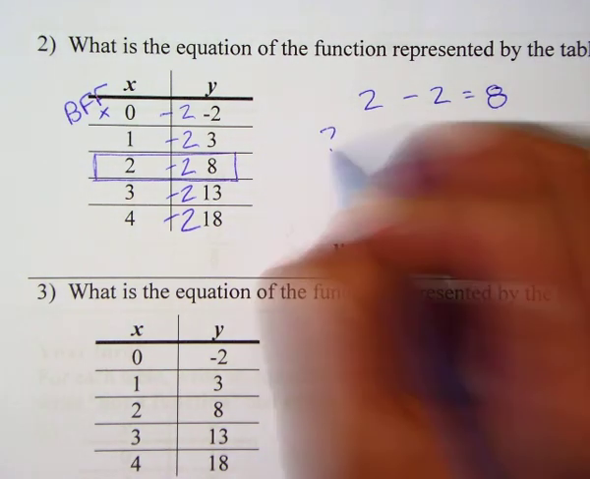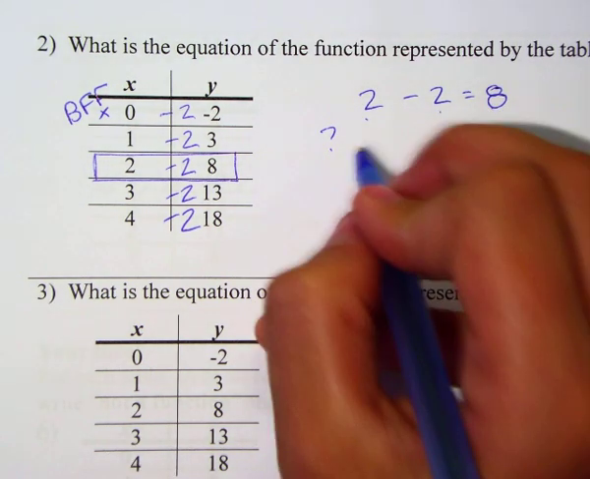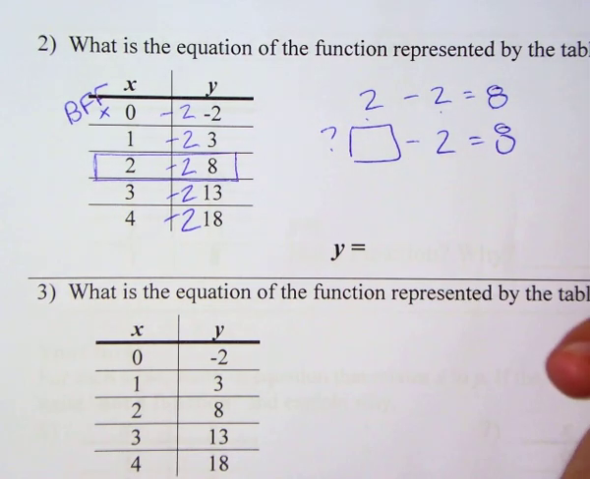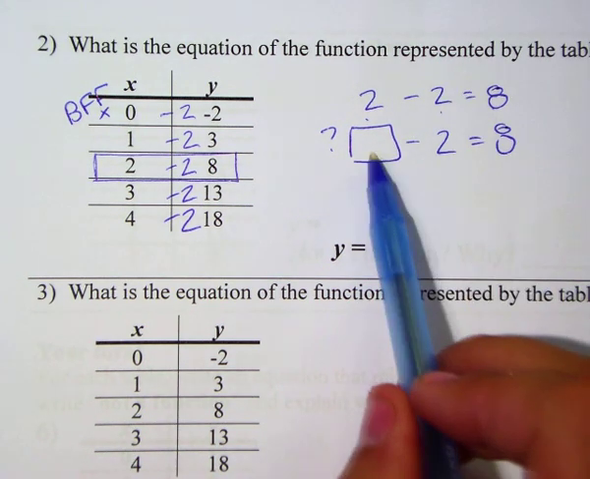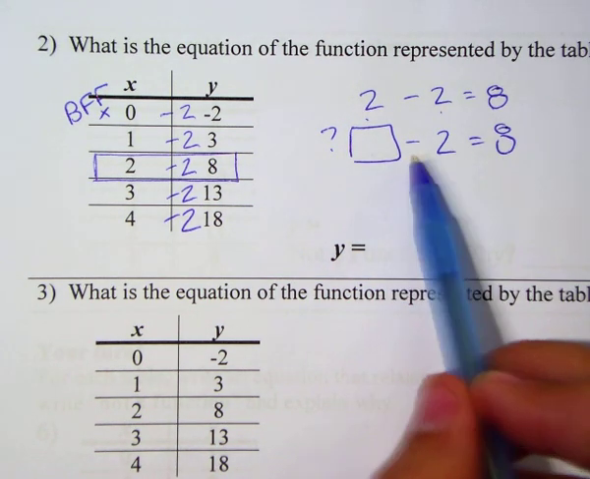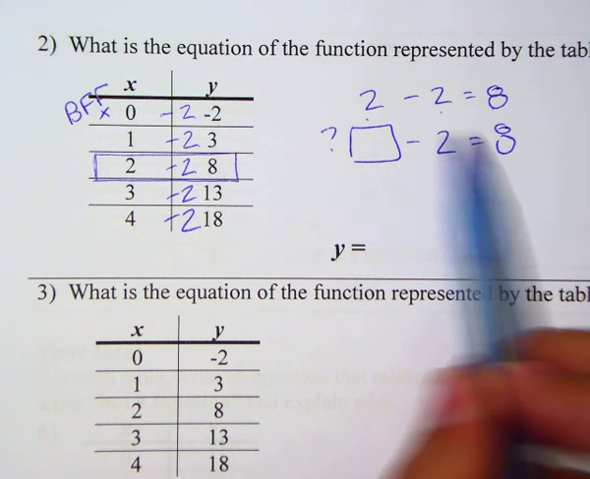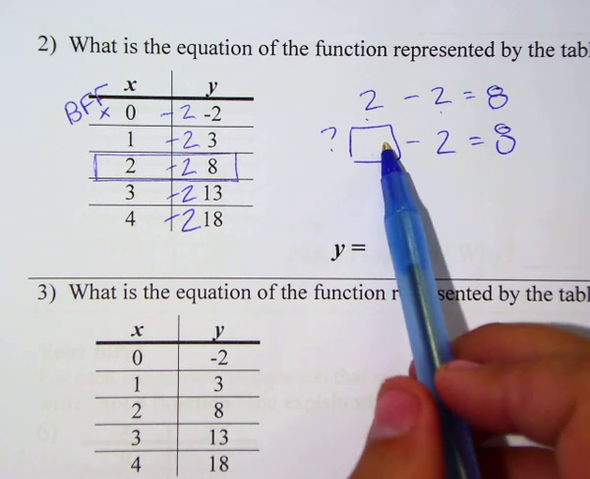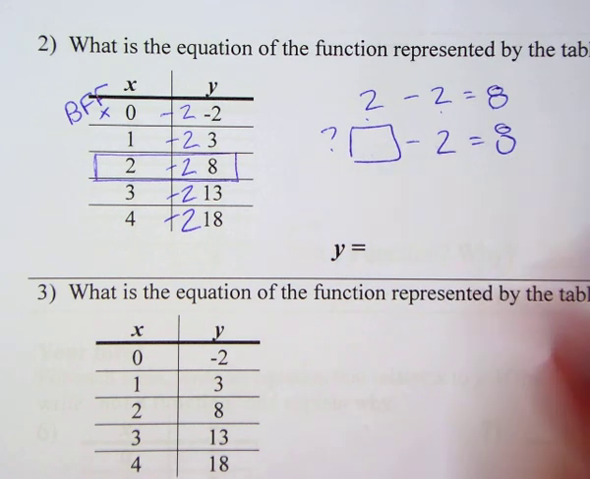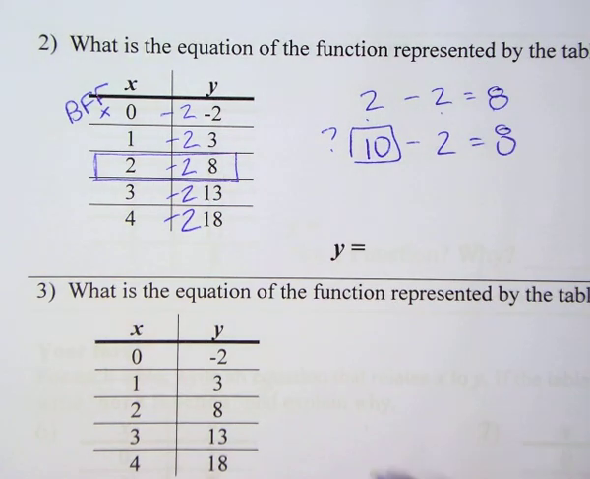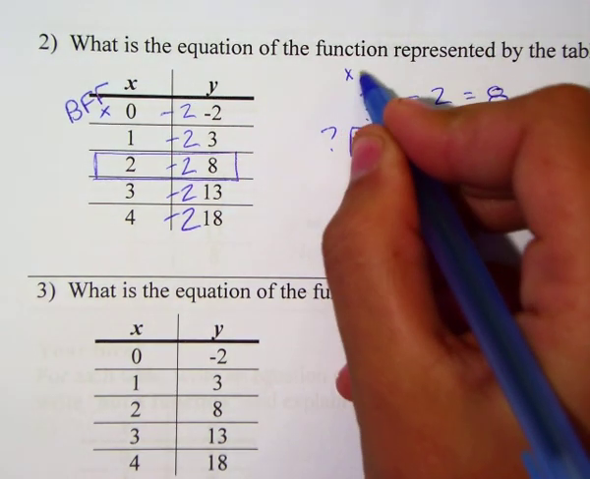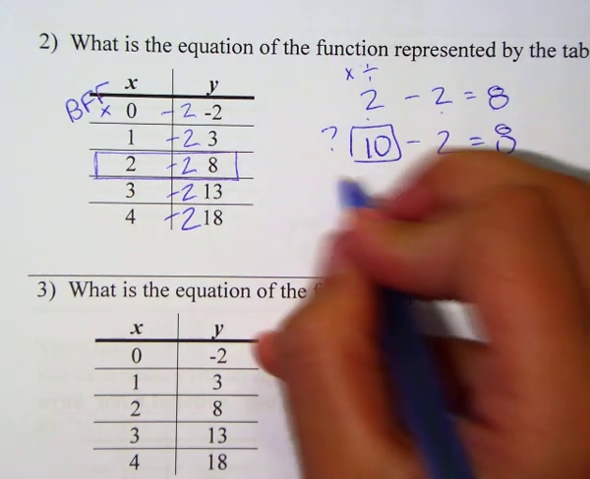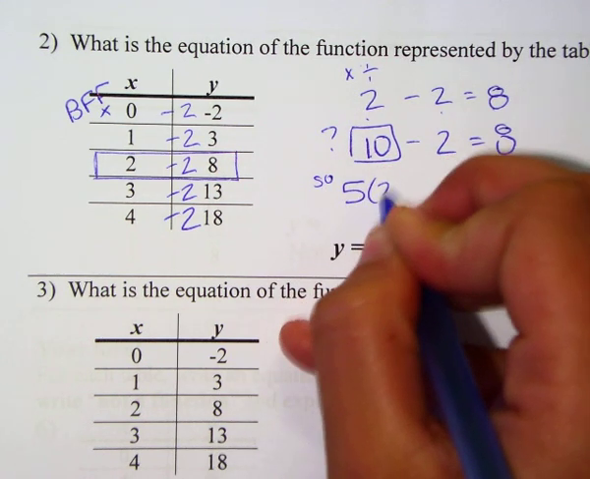So the question is, well, 2 minus 2 is 0. 0 is not 8. The question is, what minus 2 is 8? Well, 2 minus 2 is 0. 3 minus 2 is 1. 4, 5, 6, 7 minus 2 is 5. 8, 9, 10. 10 minus 2 is 8. So, how do I change the 2 using multiplication or division to get 10? Well, 5 times 2 is 10.